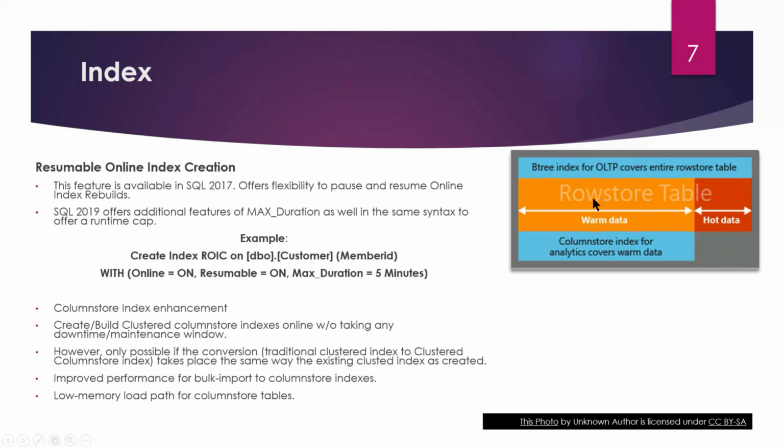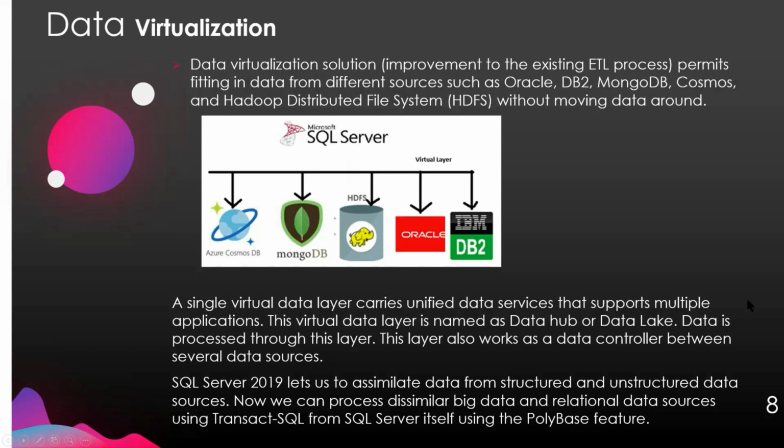On the right side, I used a picture, which I found under an open license, to explain how it looks. So the B-tree index for OLTP covers the entire rowstore table. The columnstore index for analytics covers the warm data. So you can see this is how the rowstore table looks like. This is the warm data and this is the hot data. So the B-tree index covers pretty much the whole table. It covers everything.